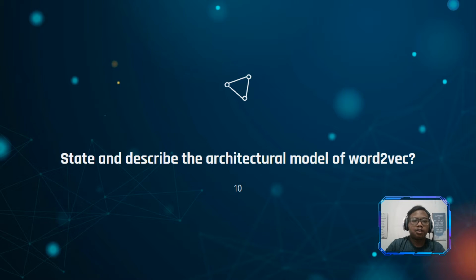The next question is, state and describe the architectural model of Word2Vec. Word2Vec is one of the most used forms of word embedding. There are three main building blocks which make up Word2Vec itself. The first is the vocabulary builder. This is the basic building block of the Word2Vec model. It takes the raw data in the form of sentences and extracts unique words from them to build the vocabulary of the system. And then the next is the context builder.